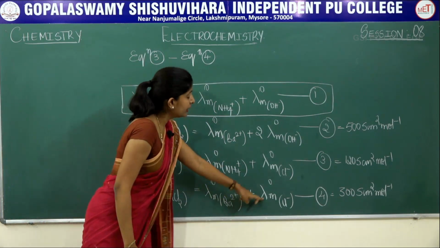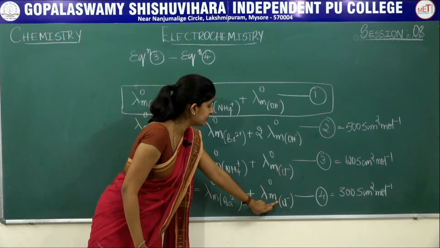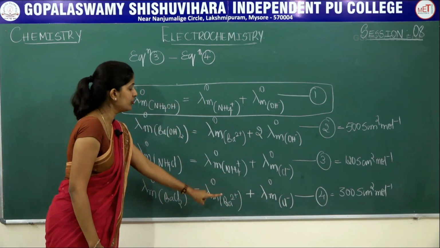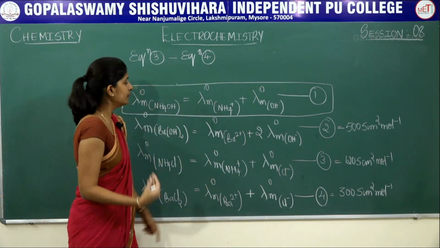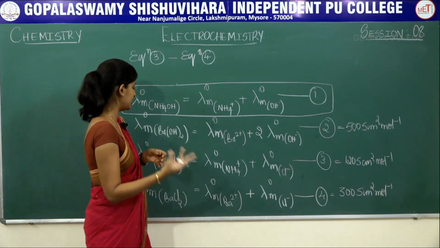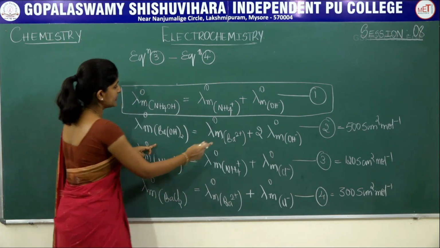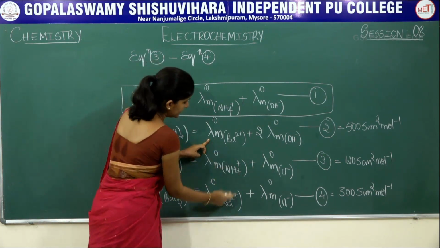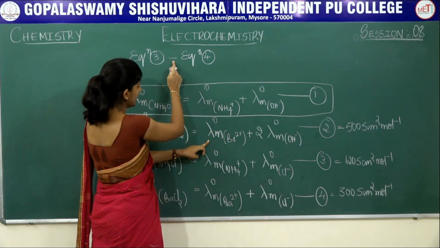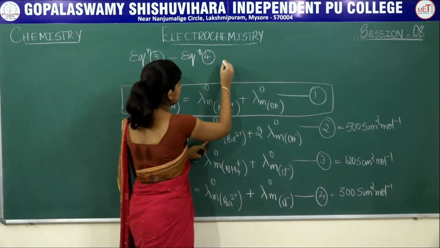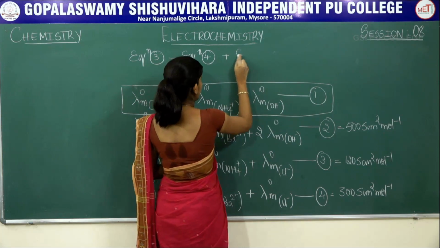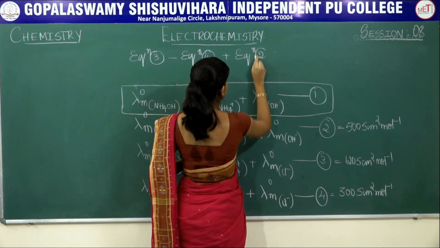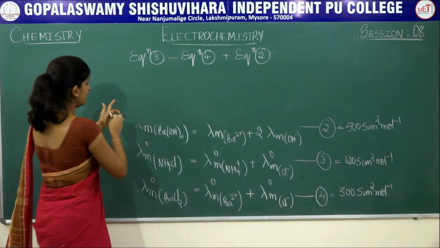In equation 3, the Cl minus ions get cancelled with the equation 4 Cl minus ions, but barium ions will be remaining. So barium ions have to be cancelled out. Which equation has barium ions? It is present in your equation 2. So this has to get cancelled with this one. Since this is minus, obviously this has to become plus. So plus equation 2. So what happens to the equation if I write it out?